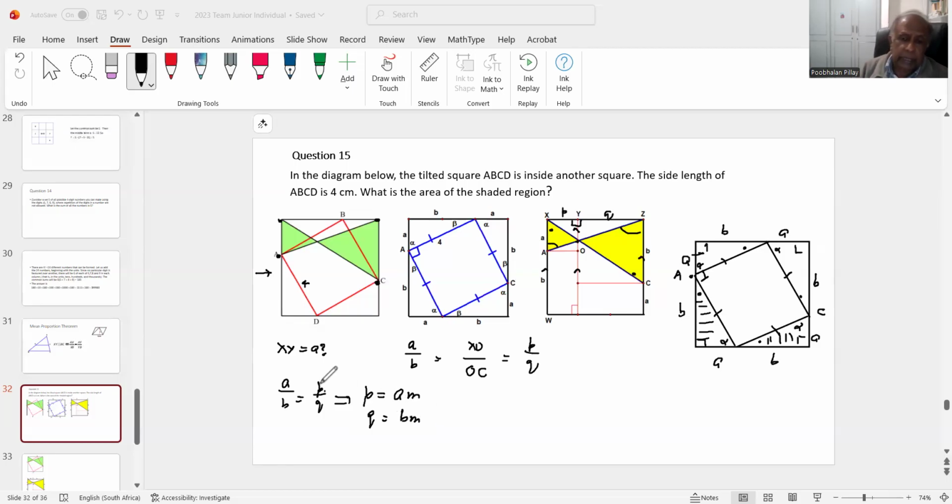So we can make this thing AM over BM, right? And you can put M as any number whatsoever. So AM over BM will be equal to A over B. So therefore, P is equal to AM for some number. We don't know what it is. And Q is equal to this. All right.